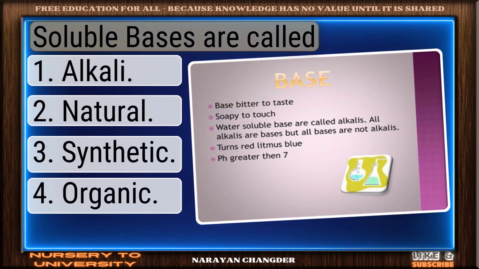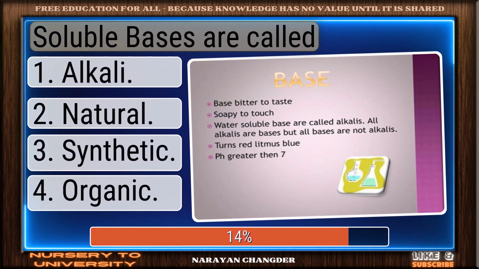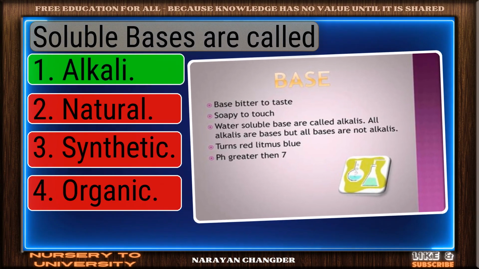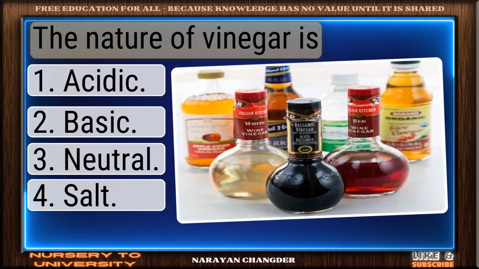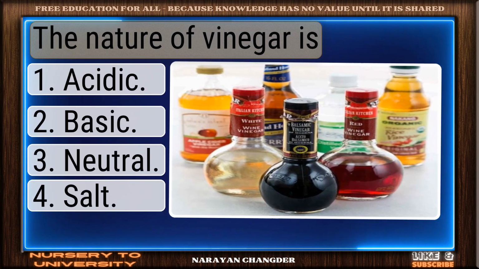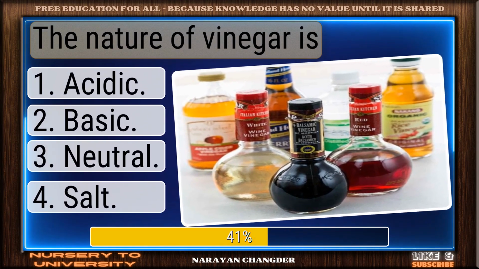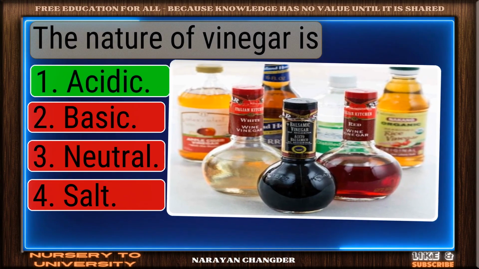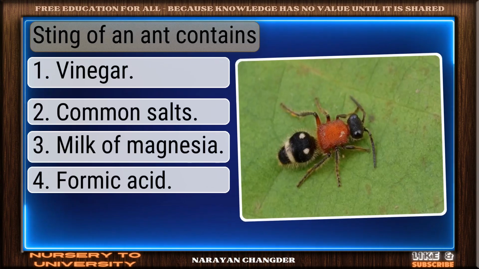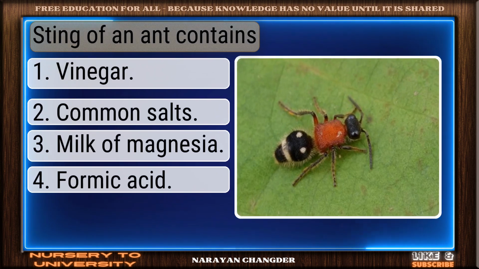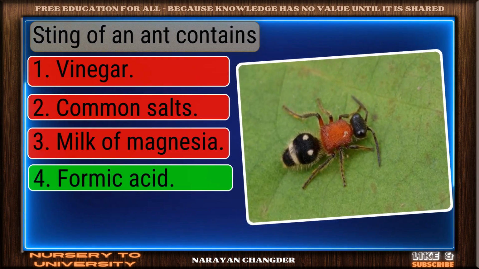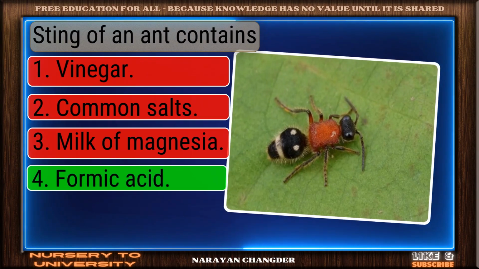Question number 209. Soluble bases are called. Perfect. Alkali is the correct choice. Question number 210. The nature of vinegar is. Well picked. Acidic is the correct answer. Question number 211. Sting of an ant contains. Good job. Your answer formic acid works well here.